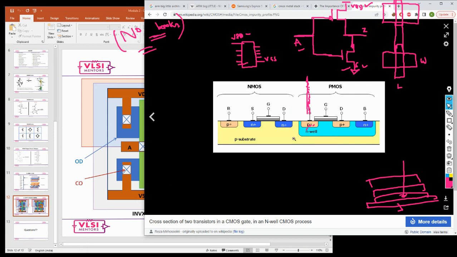See here, now N well and P substrate. Now P plus and an N well. Now N plus and P substrate. So they are all kind of one after the other. You understand, right? So remember the burger always.